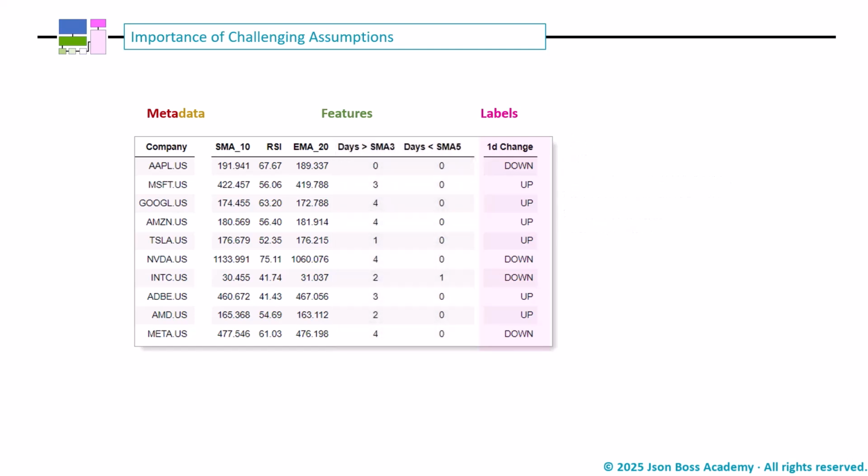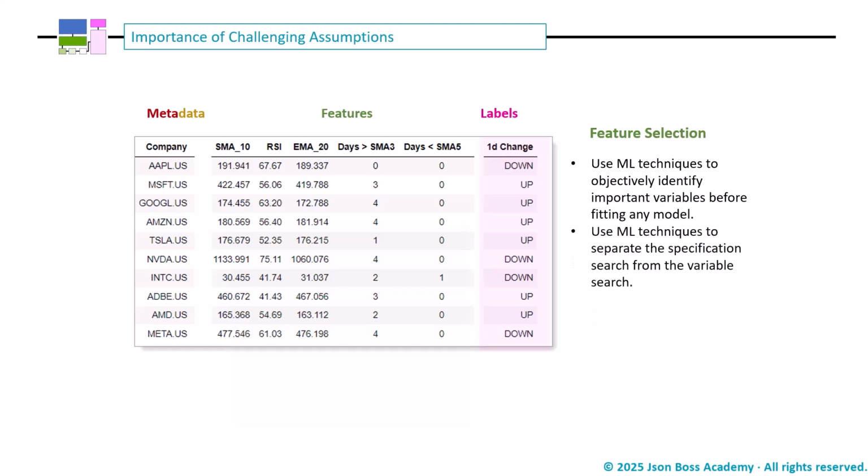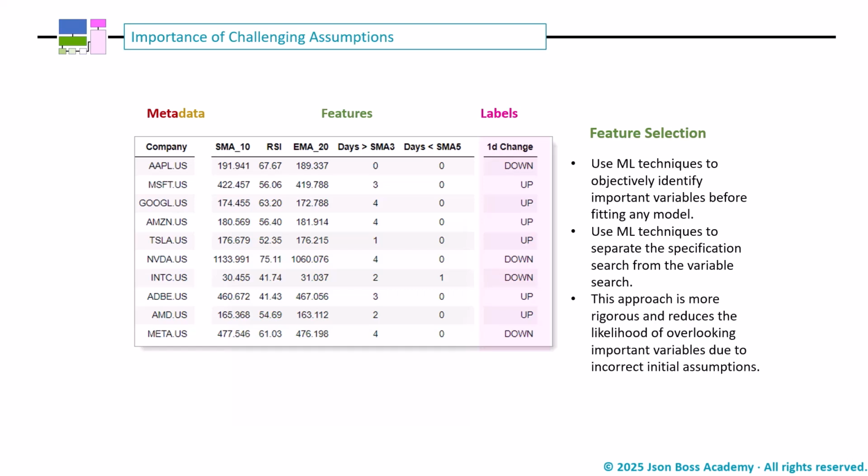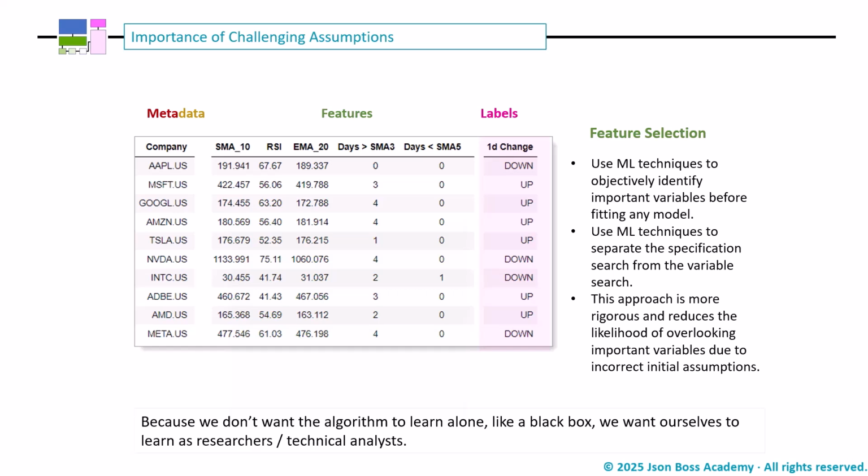Feature selection and technical analysis. 1. Use machine learning techniques to objectively identify important variables before fitting any model. 2. Use machine learning techniques to separate the specification search from the variable search. That means machine learning techniques can help you isolate important variables first and then fit them into the appropriate model. We don't want the algorithm to work as a black box. Instead, we, as researchers and technical analysts, need to learn alongside it. This approach ensures that we understand why certain features are chosen and how they contribute to the model's performance.